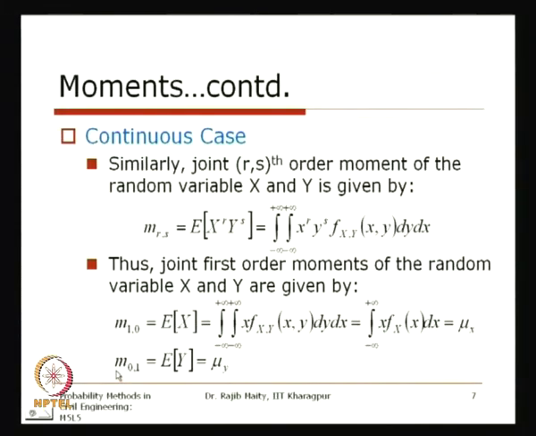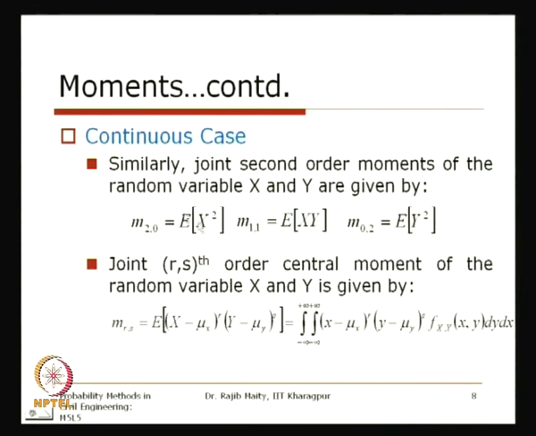Similarly, if we take the other one, that is r equals 0 and s equals 1, that means we are taking the expectation of y, which obviously yields mu y, the mean of the random variable y. That is m01, the expectation of y, which equals mu y.